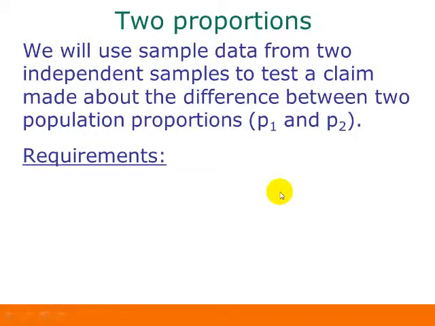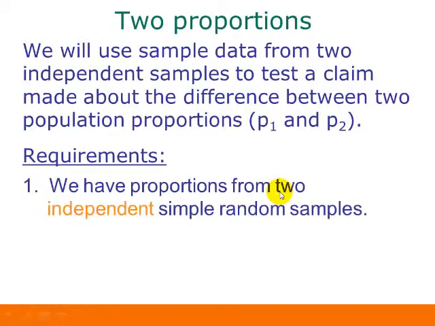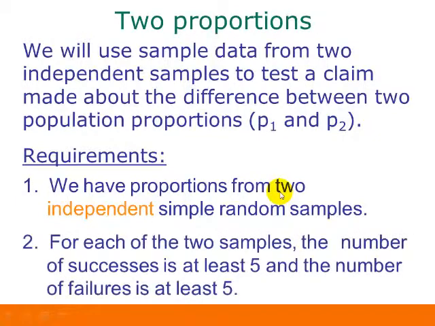The requirements for this are: 1, we have to have proportions from two independent simple random samples. And 2, for each of the two samples, the number of successes is at least 5 and the number of failures is at least 5. And this is a very simple way to determine if the criteria are met or not.